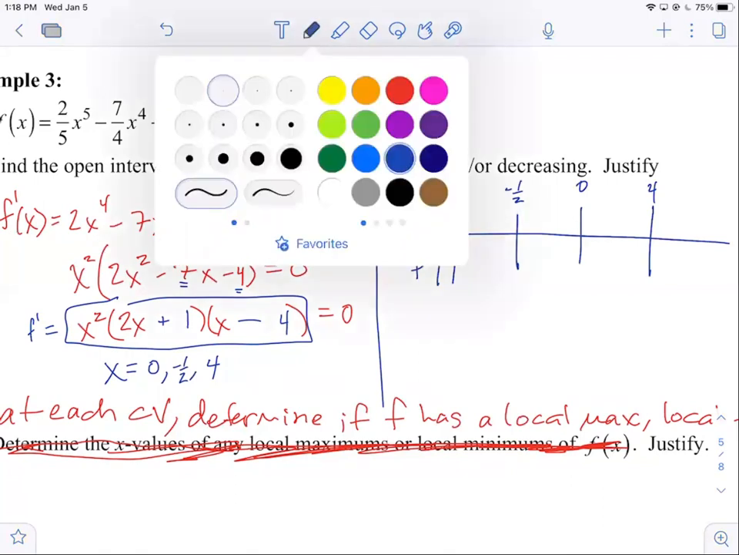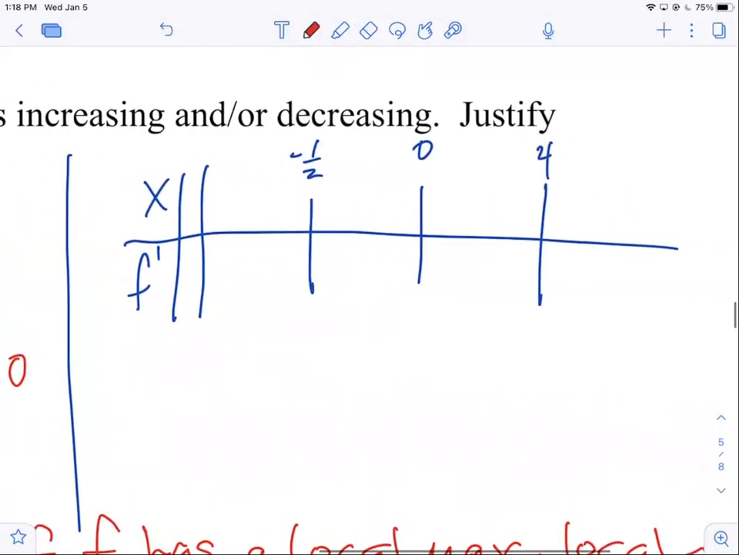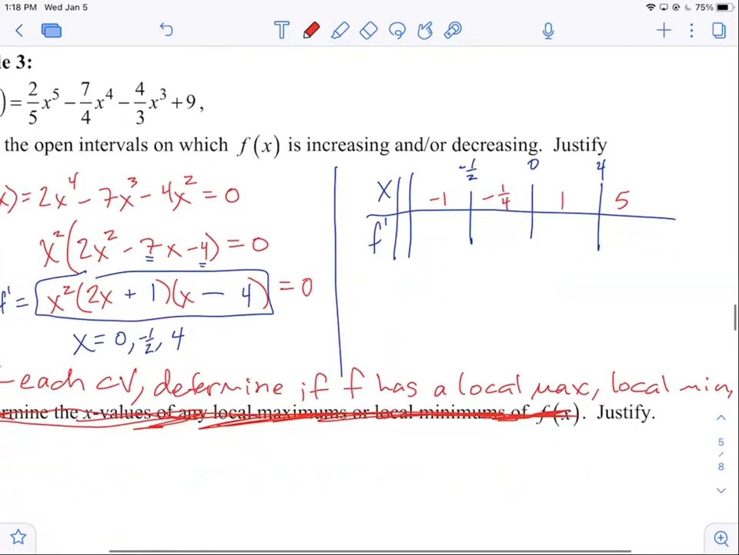Now I get to pick my favorite values from those respective intervals. Something smaller than -1/2, I'm going with -1. Something between -1/2 and 0, -1/4 looks dandy. Between 0 and 4, I'm going with a 1, and to the right of 4, I'm going with a 5. These are sacrificial test values. Now I plug them back into the fully factored version, and I'm only interested in the sign.